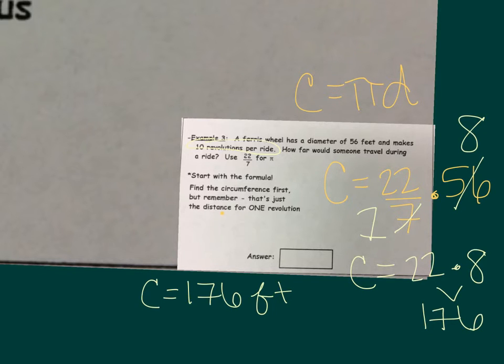So if we go around 10 times, we're going to multiply our circumference, 176 times 10, and we get that our total distance is 1,760 feet. Okay? Now let's take a look at area.